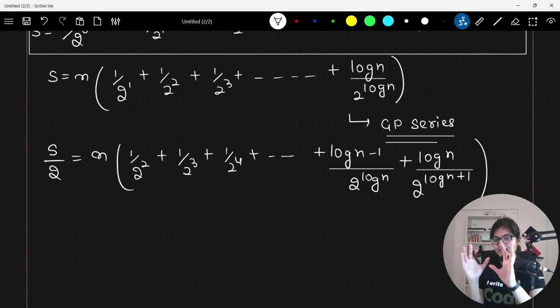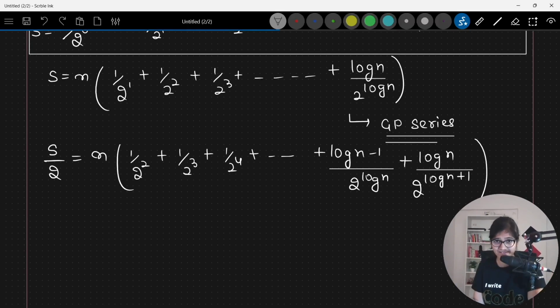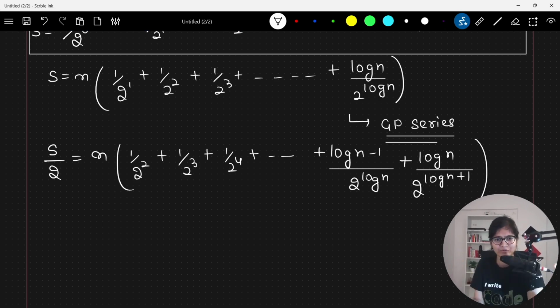Why are we doing so? Because I want to make one GP series here, and with the help of that GP series, I will apply one formula and be able to get the time complexity. That's the major reason why I'm doing these things. Now I will try to subtract. This is equation number 1, and this is equation number 2. I will subtract equation number 1 from equation number 2.